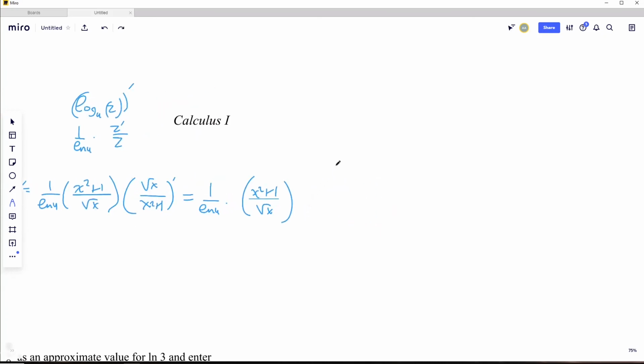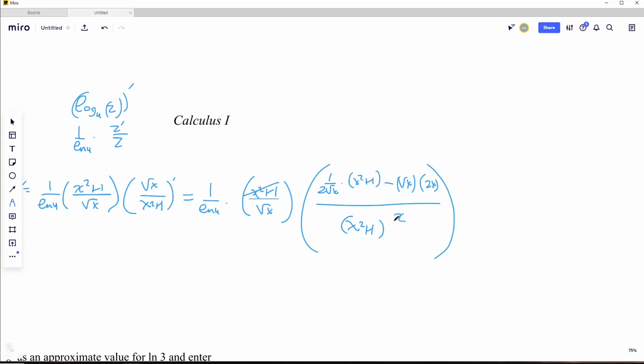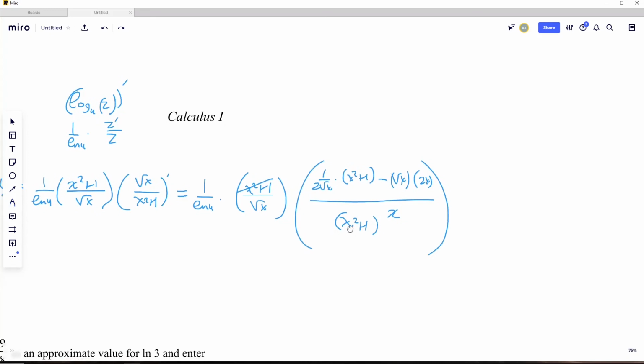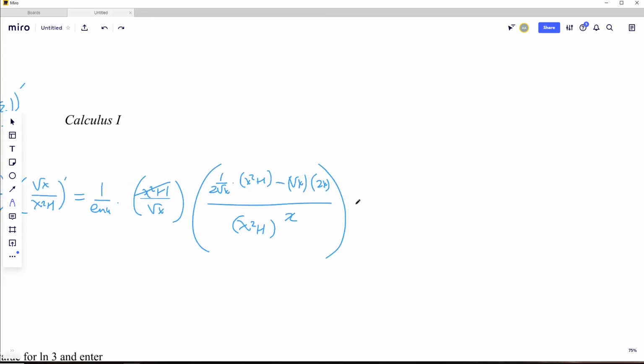Quotient rule. So the derivative of this is going to be 1 over 2 square root of x times the function x squared plus 1, minus the function itself, square root of x, times the derivative of the function, 2x, over the square of the function. This with this cancels. This is squared, by the way, so I'm cancelling one of them with the 2, because they're squared, so there are 2 of them actually. And I'm gonna do common denominators here, so step by step.